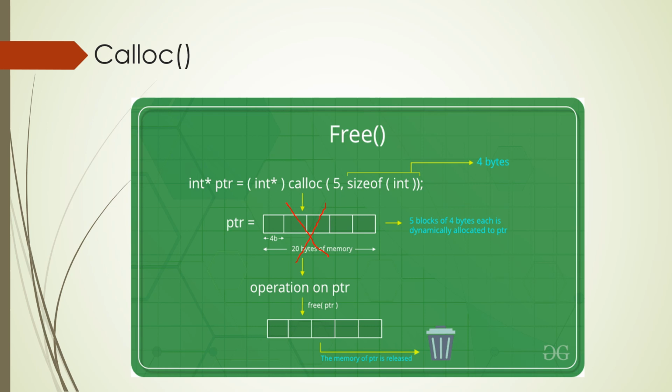If you don't execute the statement free, ptr will be deleted, and this memory block will not be deleted, and this memory block can no longer be accessed after the program gets terminated, because there is no name for this particular memory block. This block becomes orphan. So you should keep in mind that you have to explicitly delete the dynamically created memory block before the program gets terminated. Otherwise, this block becomes orphan. This situation is called a memory leak.